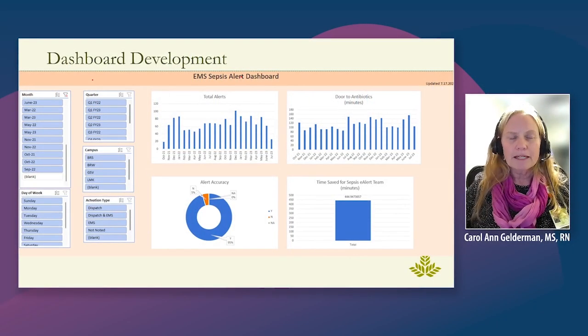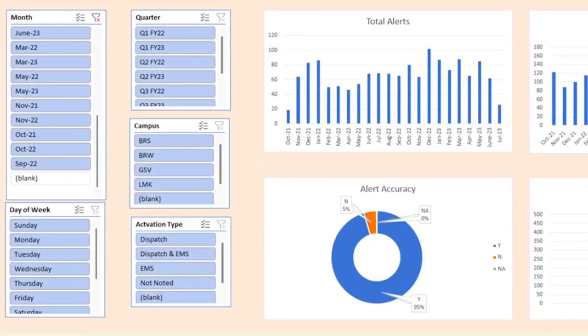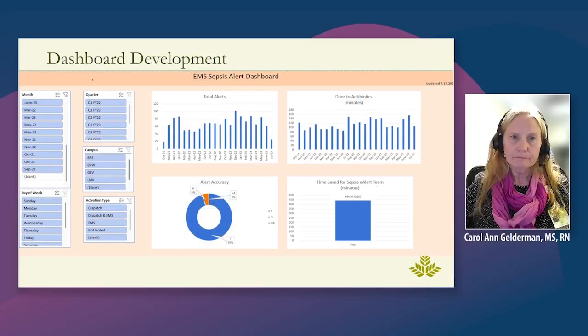But the most important piece is over here on the left. We've built metrics and filters over here. So anyone has access to this dashboard and they can go in and they can look at the data based on the month, on the quarter, the day of the week, on the campus, on if it was activated by dispatch or EMS. So again, it makes it real time for them. They can go in and see today that we had this many alerts yesterday. So again, it makes it a little more actionable. You're not getting the data so late.